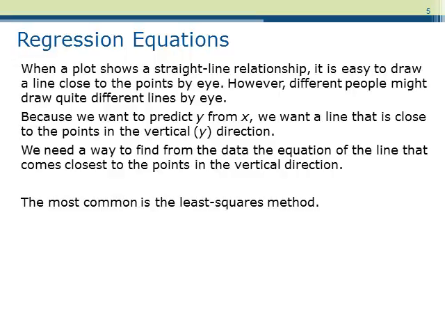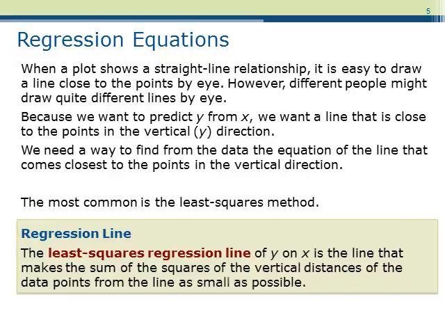When a plot shows a straight line relationship, it is easy to draw a line close to the points by eye. However, without a definite process for finding the line, different people might draw different lines. Because we want to predict y from x, we want the line to be as close to the points in the vertical direction as possible. We need a way to find from the data the equation of the line that comes closest to the points in this vertical direction. The most commonly used regression line for this purpose is the least squares regression line.